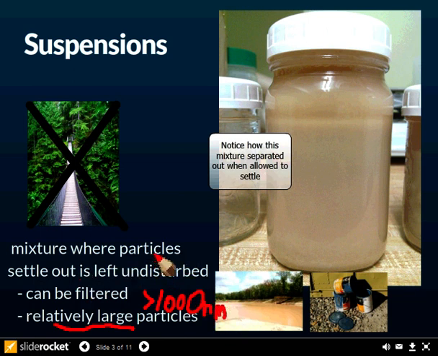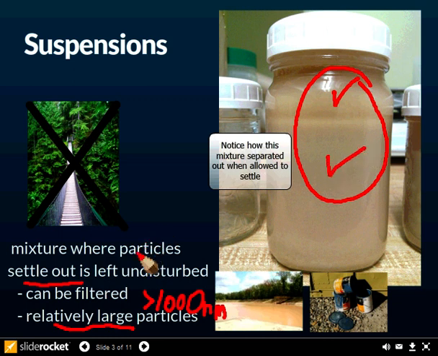And so when you have a mixture that settles out upon standing, like this container here, we see that we have two phases, here and here. That is what makes it a suspension, because it can settle down. Now, to identify a suspension, you can always filter it. By filtering it, you can separate it into the different parts.